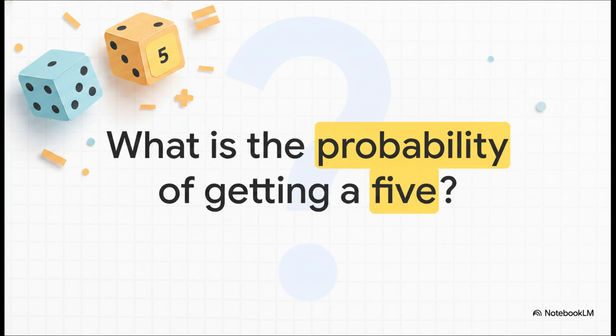Okay, pop quiz time. Here is a question for you to try. If we roll that die, what is the probability that a 5 will show up? Remember our formula. Step 1, find the chances of the event happening. So how many 5s are actually on that die? And step 2, put that over the total number of possible outcomes. Try to calculate it in your head right now.